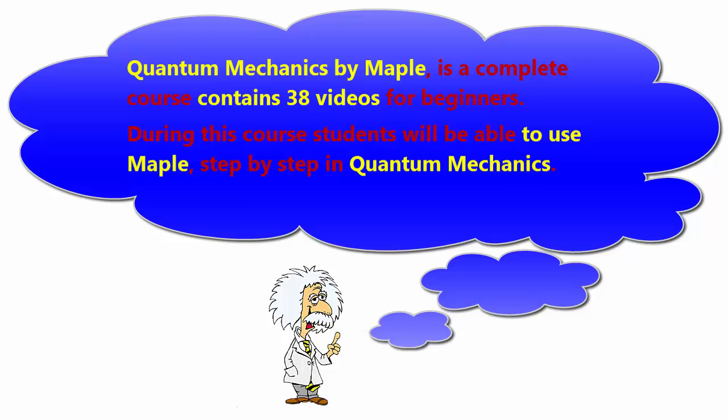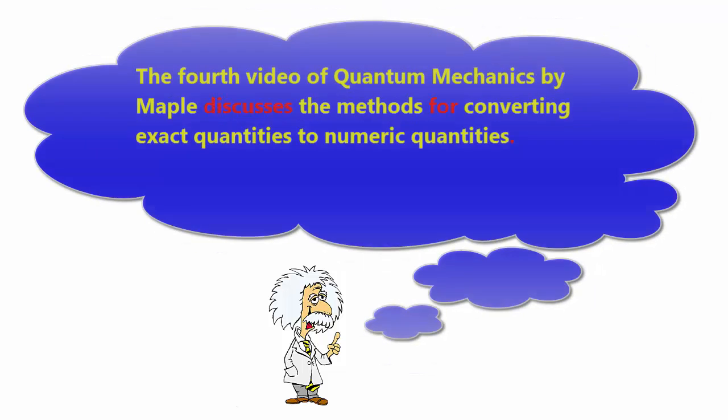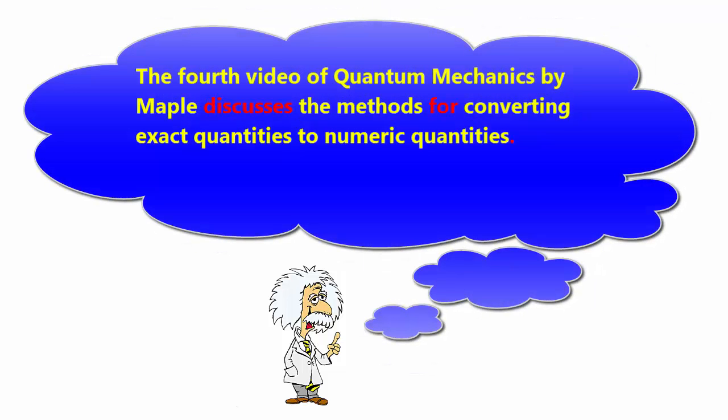During this course, students will be able to use Maple step by step in quantum mechanics. The first video of this series explains mathematical expressions, the second video explains mathematical functions, and the third video explains exact quantities and numeric quantities. The fourth video of Quantum Mechanics by Maple discusses the methods for converting exact quantities to numeric quantities.